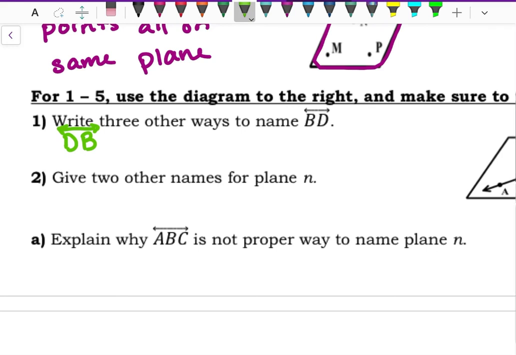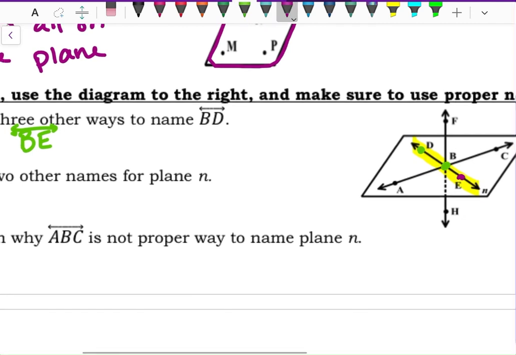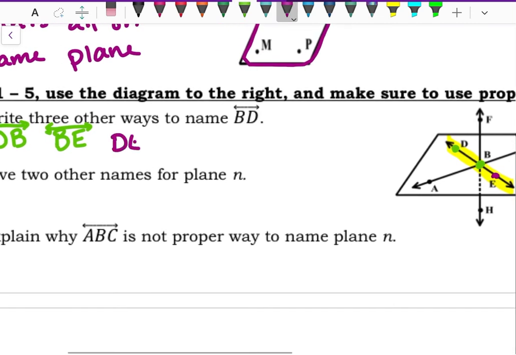Or even BE. So DB is just BD backwards, and that's the same thing. BE is just using that other point on the line, and then we can also do DE, which is from D all the way to E, and that's still on the line, naming with collinear points.